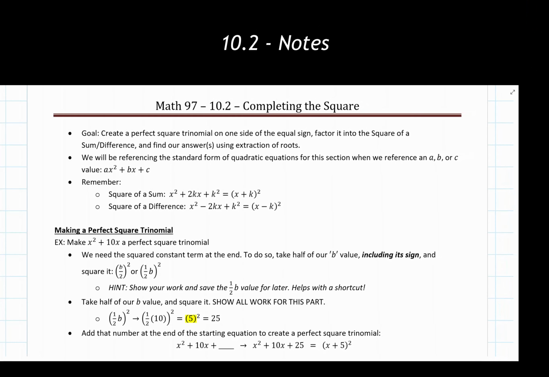In this video, we're going to discuss the 10.2 material, specifically regarding how to work with completing the square. Now, our overall goal with this problem, in this section, is that we are going to create a perfect square trinomial on one side of the equal sign, factor that thing into the square of a sum or difference, and then find the answer using the extraction of roots process that we learned from section 10.1.